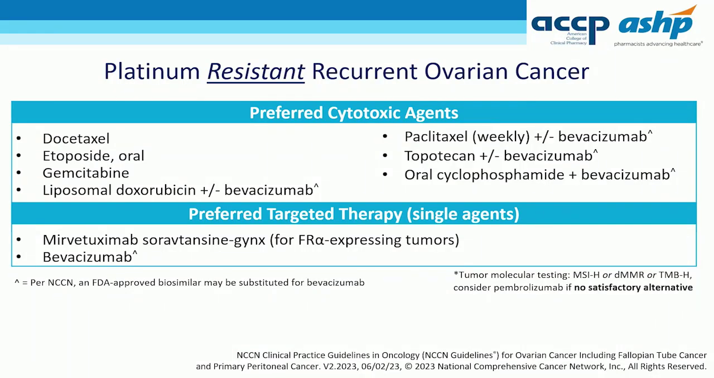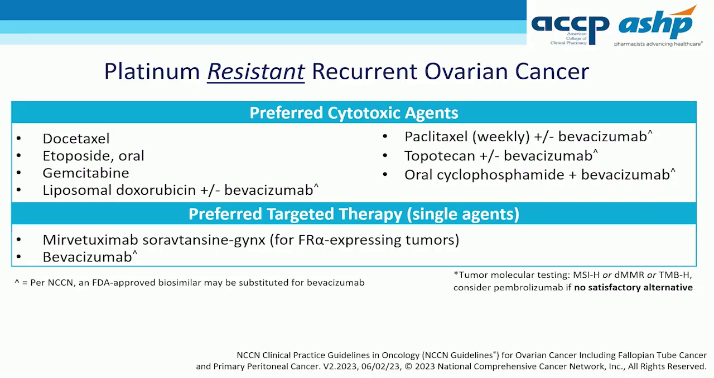So for platinum-resistant recurrent ovarian cancer, what are our options? At this point in time, this is where you start to see a lot more options. Some of our specific preferred cytotoxic regimens can be things like docetaxel, oral etoposide, gemcitabine, liposomal doxorubicin, weekly paclitaxel, topotecan, or even oral cyclophosphamide plus bevacizumab. So there's lots of options, and honestly, none of them are preferred over the others. It's not a preferred order. It's really based on patient preference and other toxicities that the patient may have had with previous regimens.